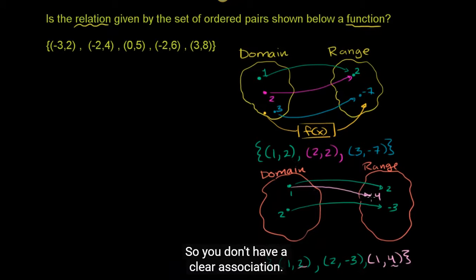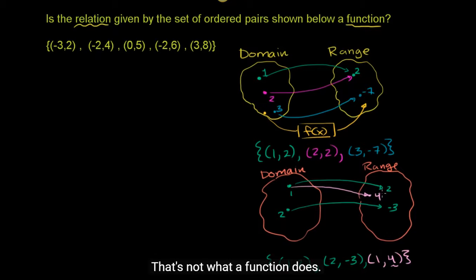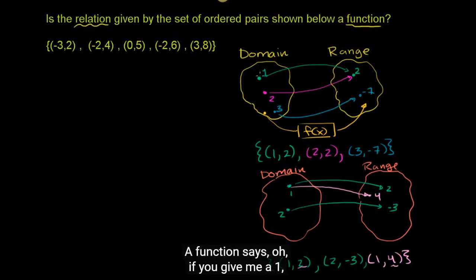So you don't have a clear association. If I give you 1 here, you're like, I don't know. Do I hand you a 2 or 4? That's not what a function does. A function says, oh, if you give me 1, I know I'm giving you a 2. You give me a 2, I know I'm giving you 2. Now, with that out of the way, let's actually try to tackle the problem right over here.